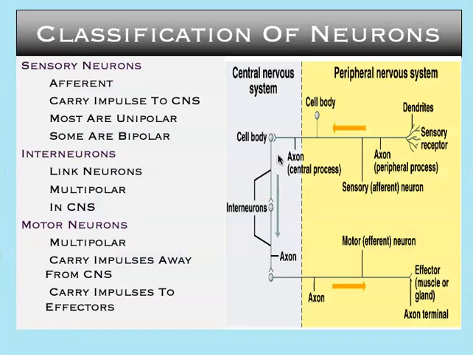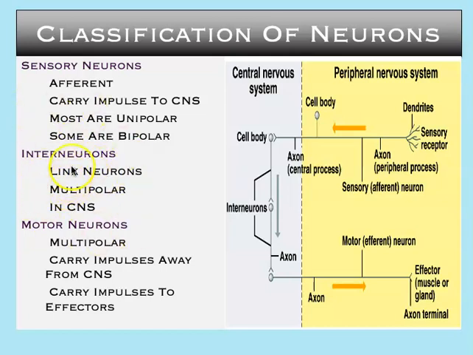So again, we go to this idea of the input, black box, output, right? So I have sensory neurons that carry information up, afferent. They carry information to the central nervous system. Most of them are unipolar, some are bipolar, right? So we'll look at some specific sensory neurons and sensory receptor cells, and then finally those peripheral nerves.